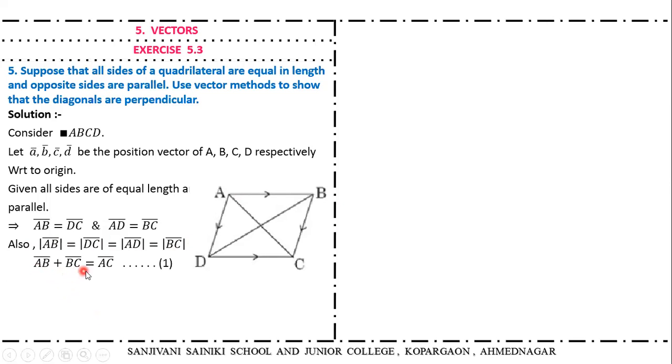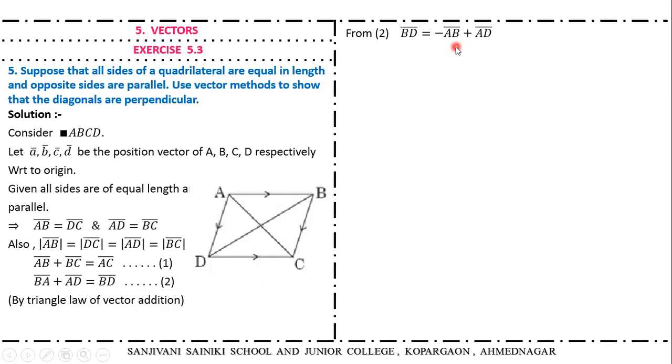Now AB bar plus BC bar is equal to AC bar. Here we use the triangle law. Similarly, BA bar plus AD bar is BD bar, by the triangle law of vector addition. So from equation 2 you get BD bar is equal to minus AB bar plus AD bar. So BD bar is minus AB bar plus BC bar, because AD bar and BC bar are the same. So I can replace AD by BC.